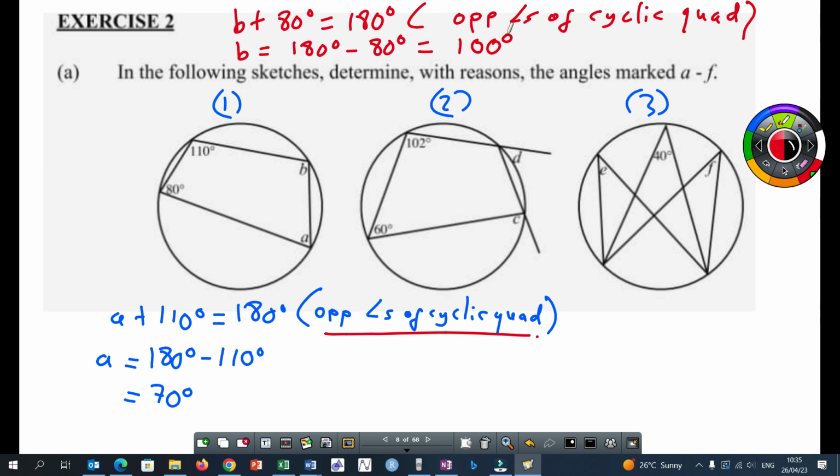But don't expect questions to come like this. This is a very simple diagram. You are more likely to get more complex diagrams than this, where you have other shapes. I'm just doing this to show you how you answer the questions on cyclic quads. Then let's move on to the next one.